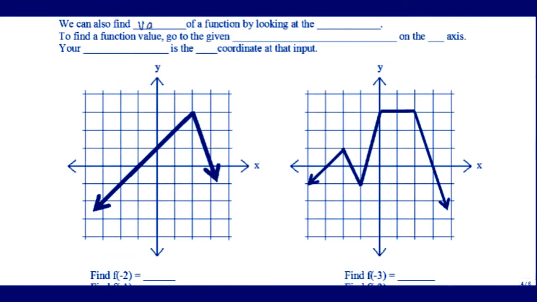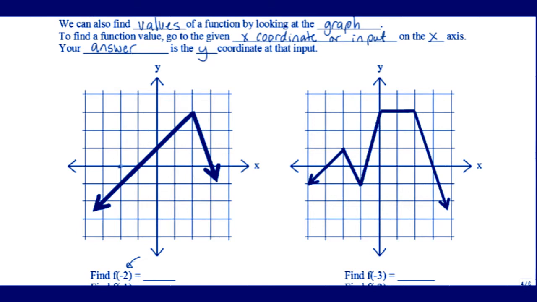Continuing with functions as graphs, we can also find values of a function by looking at the graph. To find a function's value, go to the x coordinate that's given as our input and look at that on the x-axis. Your answer is the y coordinate. Let us look at the first graph and assume that this function is named f. I would like to find f of -2, so I'm going to find -2 on my x-axis because -2 is my input, or my x value.